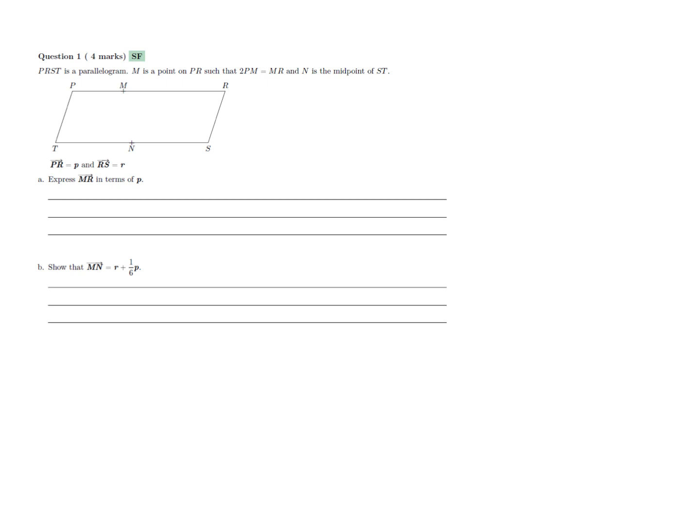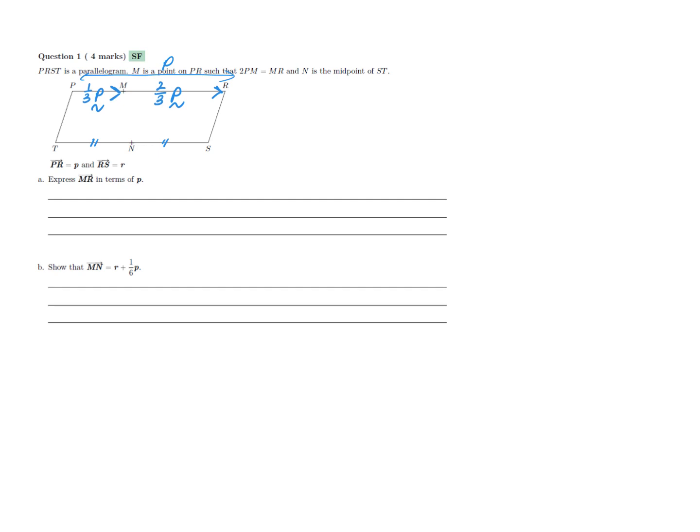Okay, PRST is a parallelogram. M is a point on PR such that 2 lots of PM is equal to MR. So this bit here is twice as long as that bit there. And N is the midpoint of ST, so that bit and that bit are the same. Now, PR we're going to call vector p, which means the whole length across here is p. If it divides up into 3 pieces all along, then P to M is going to be 1/3 of little vector p, and little vector p is going this way. And this one here is going to be 2/3 of p.